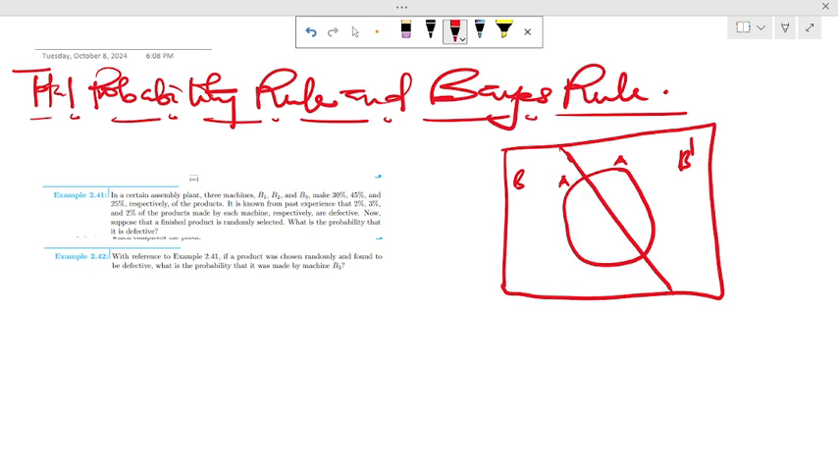In this lecture, I'm going to show you guys total probability rule and Bayes rule. And under this concept, I'm going to also solve some questions with you guys to better your understanding on this concept. Now, I'm going to use a Venn diagram to explain this as well.